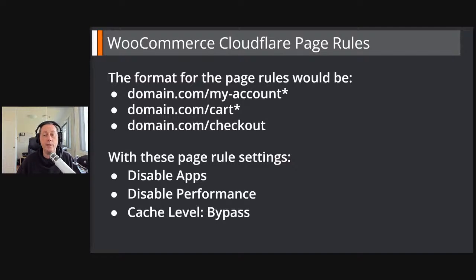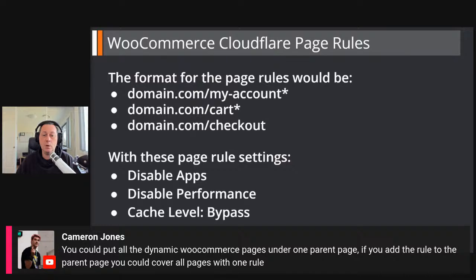You don't need an asterisk after the checkout because there's usually no URL query parameters for that, but you can put an asterisk there if you want to. And here are the settings for each of those pages. You want to disable apps, you want to disable performance, and you want to bypass the cache as well for those. And this is going to be the same if you're running any type of e-commerce plugin, for example, Easy Digital Downloads or MemberPress, some membership websites. You basically want to bypass cache for your account, the cart and the checkout pages. And you can certainly use those free rules as well if you don't want to pay the additional cost.